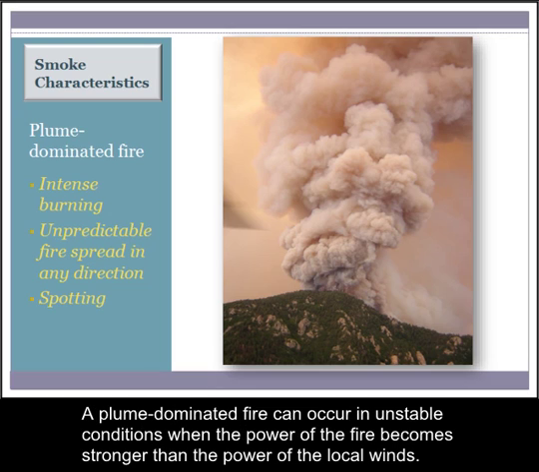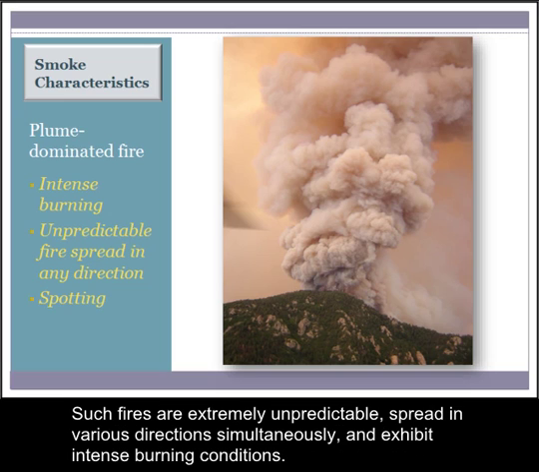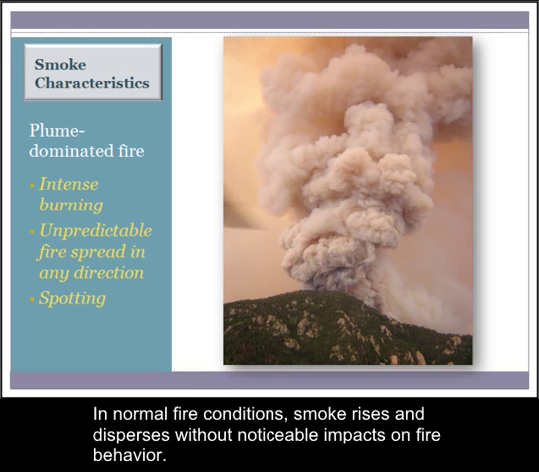A plume-dominated fire can occur in unstable conditions when the power of the fire becomes stronger than the power of the local winds. Such fires are extremely unpredictable, spread in various directions simultaneously, and exhibit intense burning conditions. In normal fire conditions, smoke rises and disperses without noticeable impacts on fire behavior.